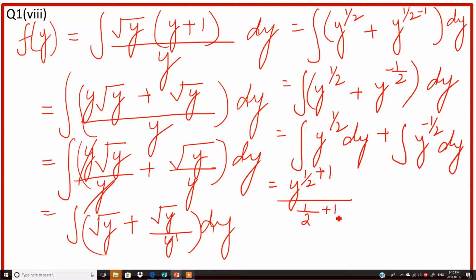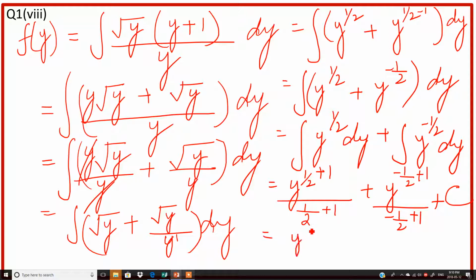You have to write it in the denominator as well. Same thing for the second term: the exponent is negative 1 over 2, you have to add 1, so our new exponent is negative 1 over 2 plus 1. You have to write it in the denominator. Plus c, constant of integration. When we remove this symbol, you have to add the constant of integration.